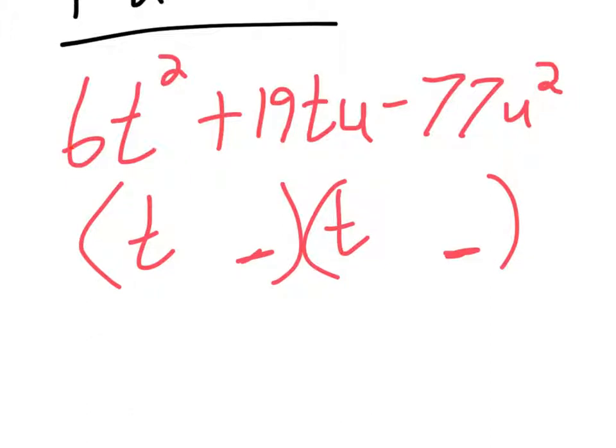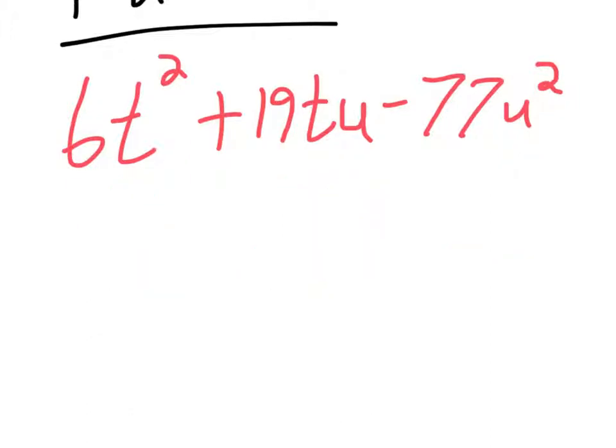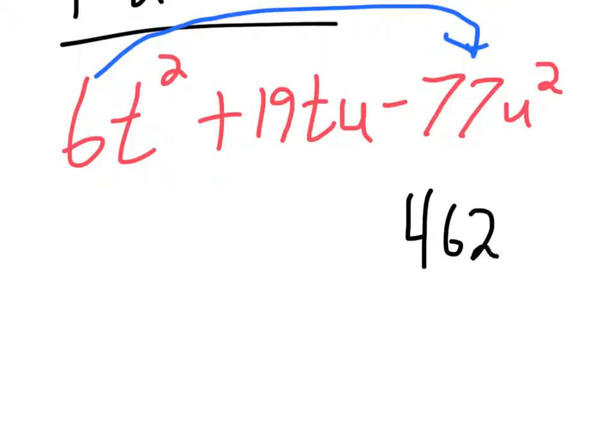When it's not 1, we have to use a longer method. So I've been calling this the magic number method. You take the first and the last numbers and you multiply them. So 6 times negative 77. That makes negative 462. So you're looking for two numbers that multiply to be this magic number of negative 462, and they also have to add up to be 19 in the middle.